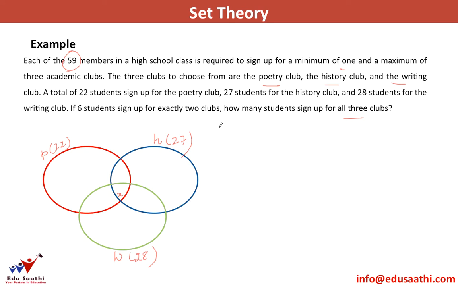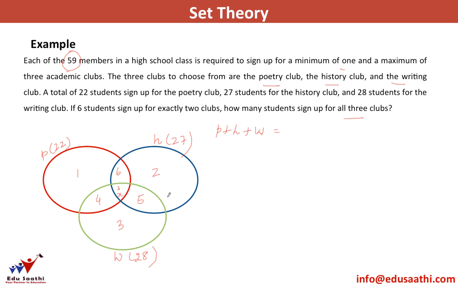Now if I do P plus H plus W, what does this give me? Let me name the regions here as we did before. This is region number 1, this is 2, and this is 3. Let me name this as 4, 5, and 6, and this region as 7. So the region 7 gives me students who signed up for all the 3 clubs.